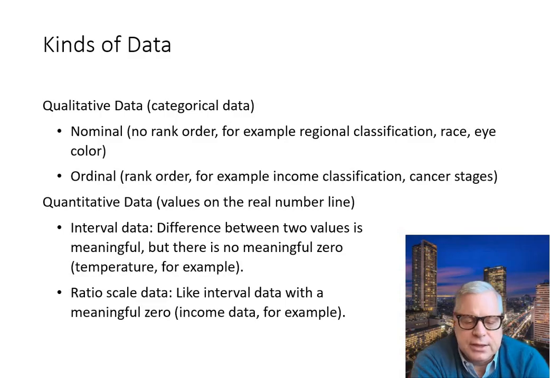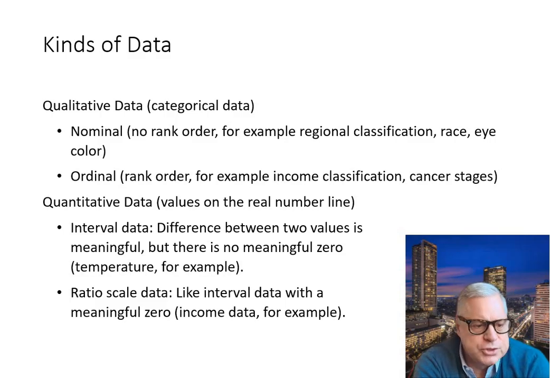The second type of quantitative data is ratio scale data, and it is essentially like interval data, with the only exception that a 0 is meaningful. So if you think, for example, about income data or expenditure data, if somebody reports 0 income or 0 expenditures, then that simply means there hasn't been any income or expenditure. So the 0 is meaningful.